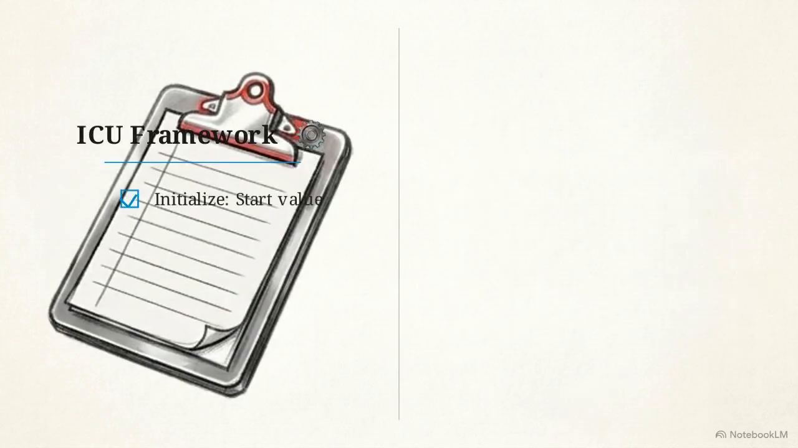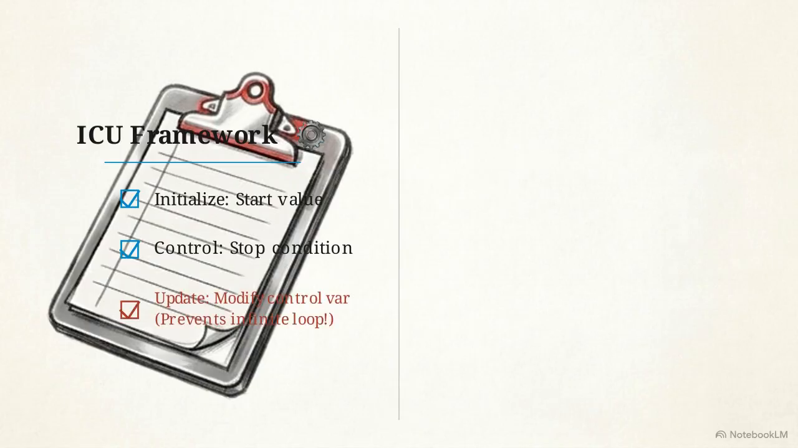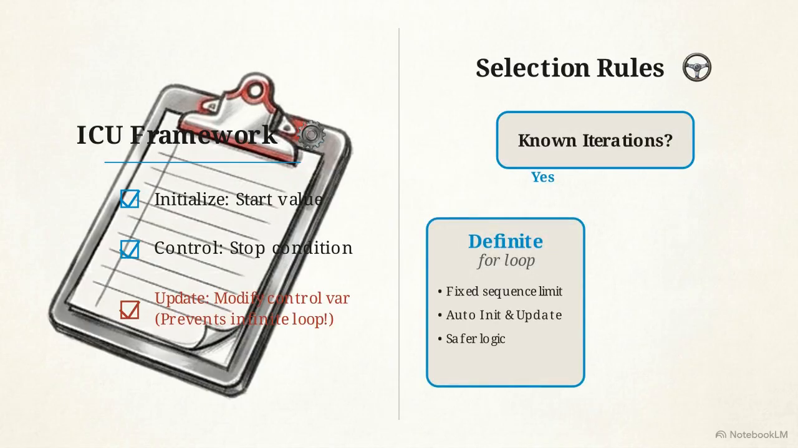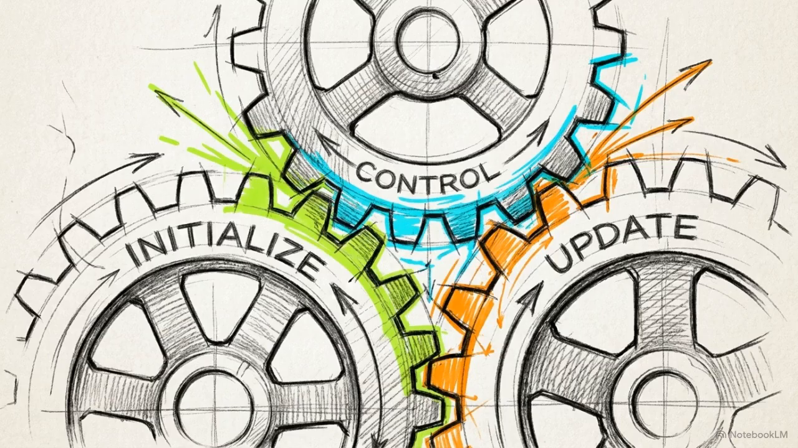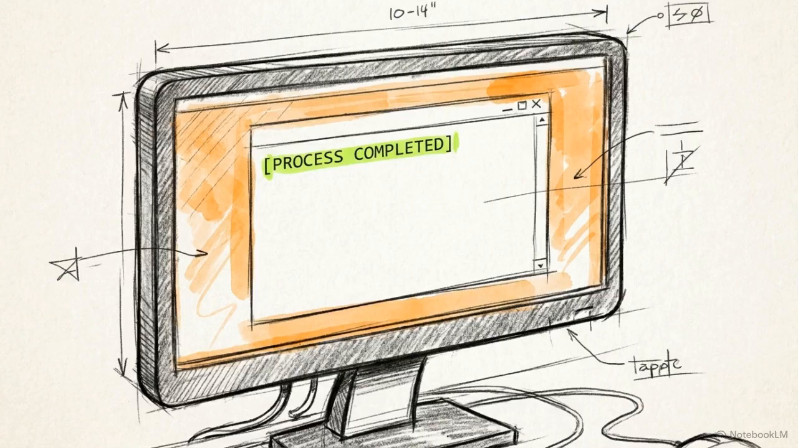Keep this visual blueprint handy. On the left, the ICU framework guarantees your loop has the required mechanical structure. On the right, the definite and indefinite rules ensure you are choosing the exact right tool for your specific data. Loops operate on strict logic. Define your starting state, set a clear boundary, and guarantee your update. Stick to those mechanical steps, and you will write effective code every time.